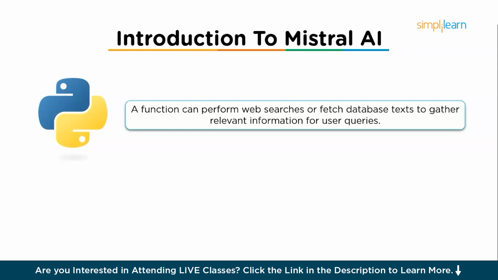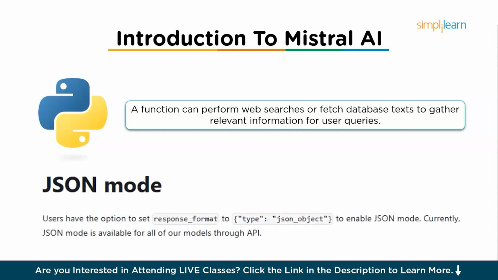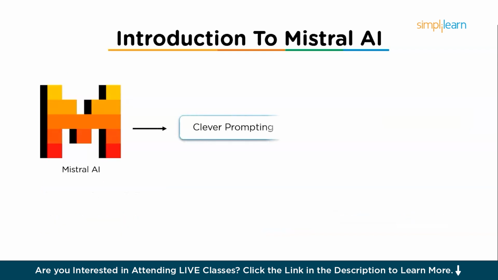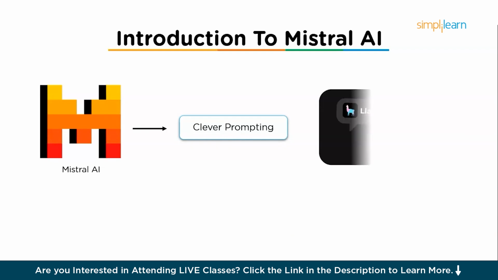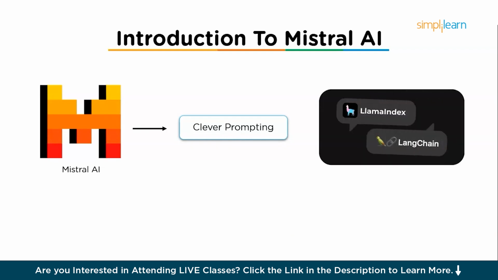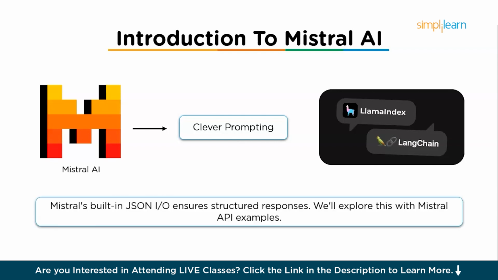Another feature of the Mistral AI models that is particularly useful is the JSON mode. When integrating an LLM into a larger software application, it is often beneficial for the LLM's output to be formatted in a way that can be easily fed into downstream software systems. Some LLMs may rely on techniques like clever prompting or frameworks such as LangChain or LlamaIndex to ensure a reliable JSON format in the response. However, Mistral has a built-in JSON input-output feature that guarantees responses in the structured format.